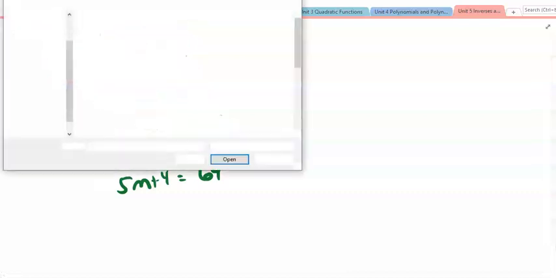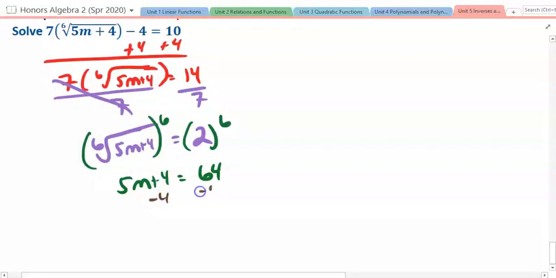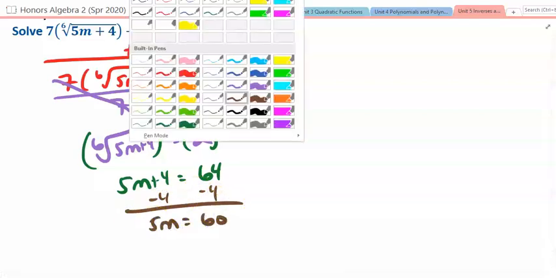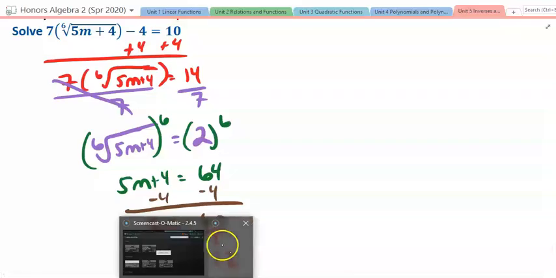Solving from here, we're going to subtract the 4 and get 5m is equal to 60, and divide both sides by the 5, so m is equal to 12.